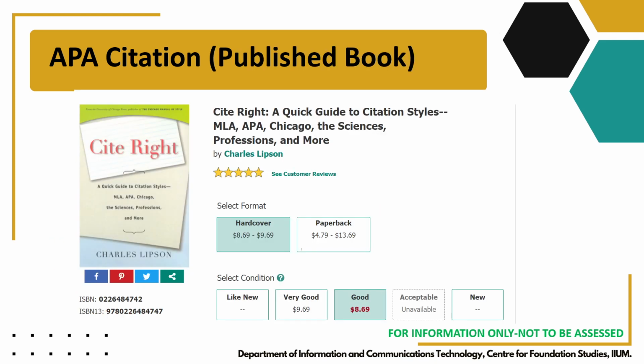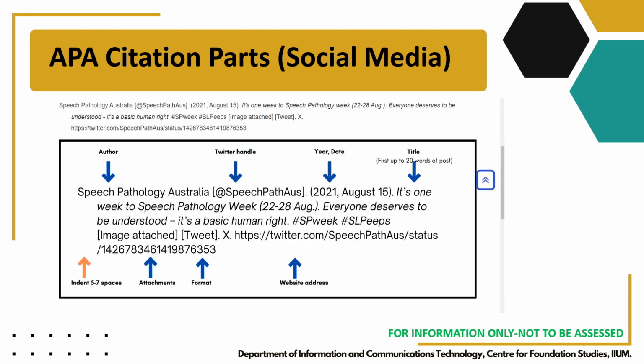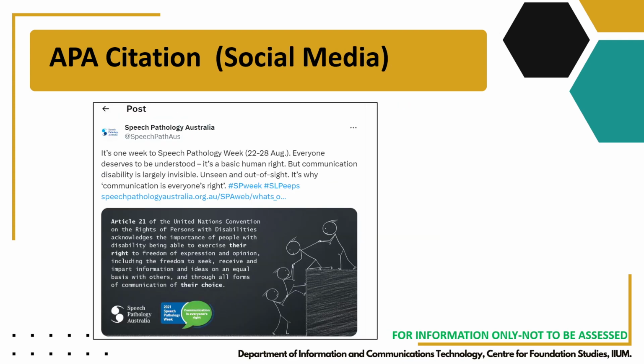This slide demonstrates the process of citing a published book in APA format as a reference. Meanwhile, this slide illustrates the procedure for citing a social media source as a reference with APA guidelines. And this is another example of APA citation for social media.